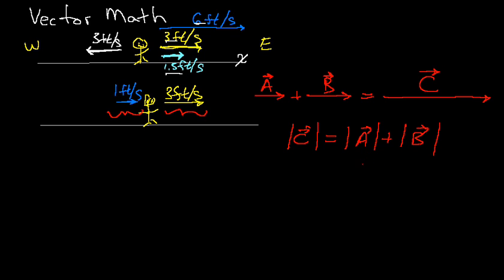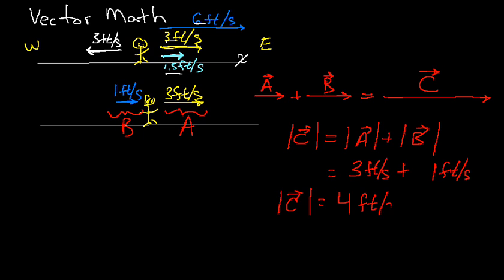Let's assume this is vector A here, and this is vector B. Vector A would then be our 3 feet per second, and B is 1 foot per second. So the magnitude of C is going to be 4 feet per second. That's the magnitude of vector C, which is the resultant of A plus B.